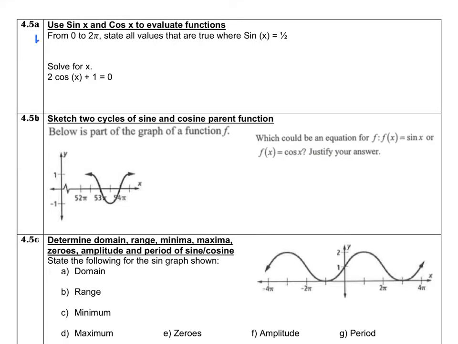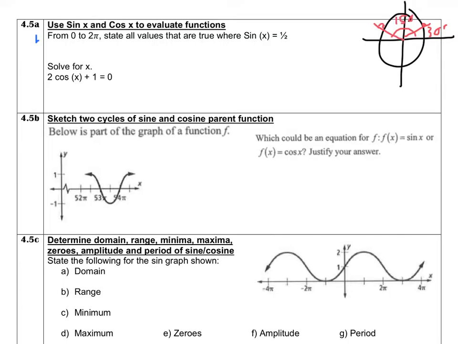4.5a, they want us to use sine and cosine to evaluate functions. There's a couple of ways we can do this. So here they say from 0 to 2 pi, state all the values that are true when the sine of an angle is equal to 1/2. If it helps you, I would just go to the actual unit circle and find the various ordered pairs on here where the sine is 1/2. You're going to find that one of them is here at 30 degrees. You're also going to find that another one is going to happen at 150 degrees.